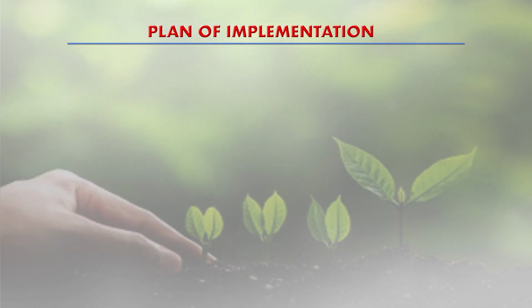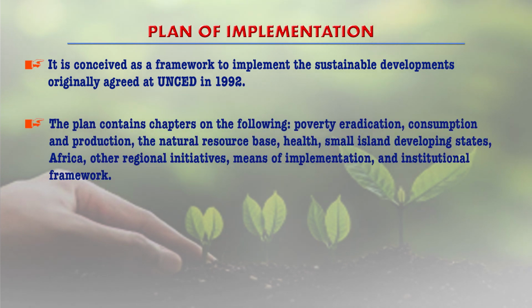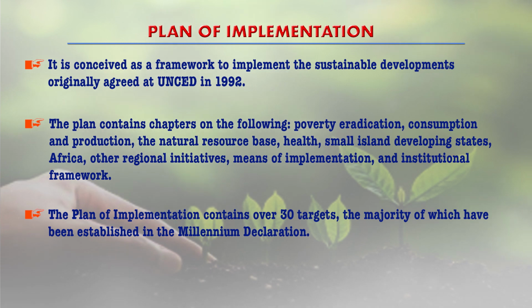Now, what is the plan of implementation? It is conceived as a framework to implement the sustainable development originally agreed at 1992. What was agreed? They decided to form a framework. The plan contains chapters on the following. And if you see the sustainable development goals, they also include the same. Millennium development goals, they also broadly include the same. The chapters are poverty eradication, consumption and production, natural resource base, health, small island developing states, Africa, other regional initiatives, means of implementation, and institutional framework. The plan of implementation contains over 30 targets, the majority of which has been established in the Millennium Declaration. So, these are the basic things which they decided in this conference.